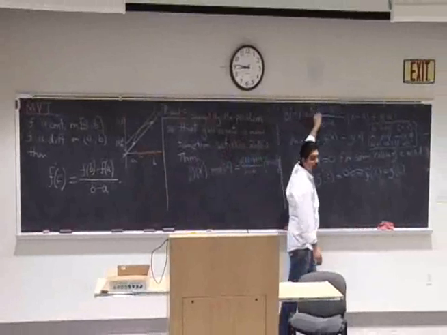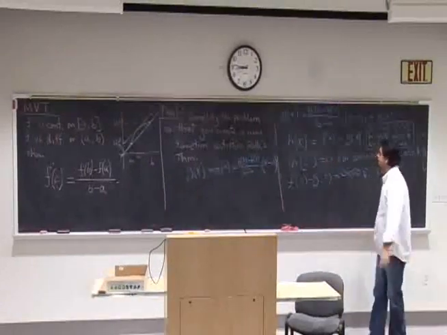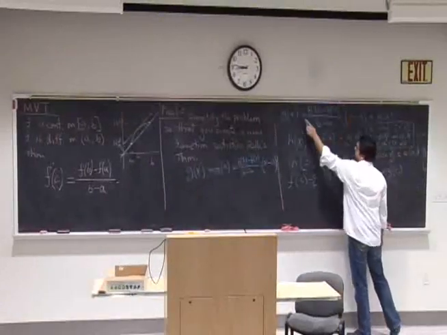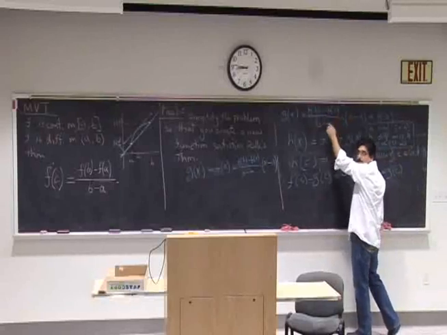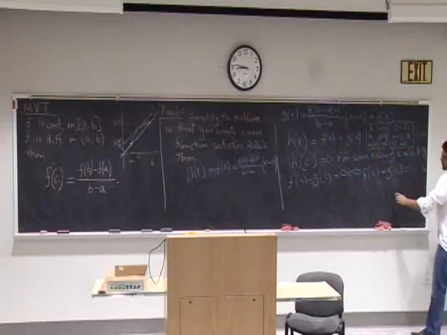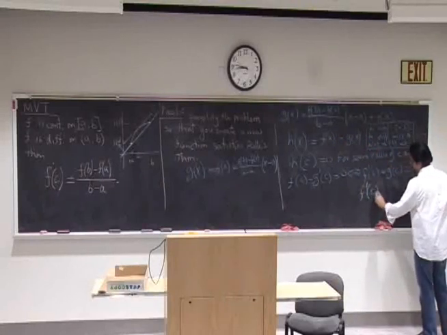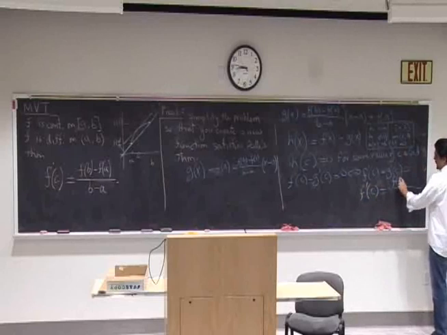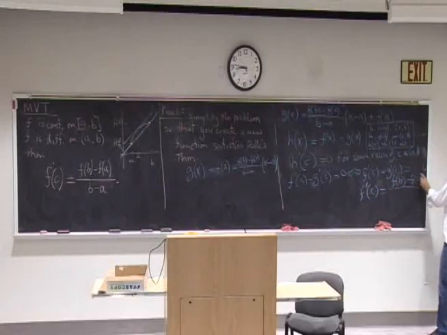What's the derivative of g? Thank you. This is the derivative of g, right? The slope. This was the slope. Remember when we wrote the function? So, in other words, f prime of c equals f of b minus f of a over b minus a.